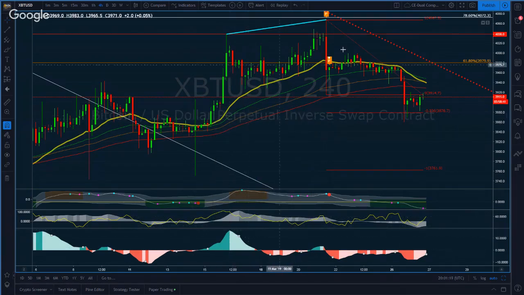Of course, a higher high on the price and a lower high on the histogram means there was a lot less momentum in the move to get a higher price, which is generally a bearish sign. It took a lot to get it up to here, and then it took just a little bit to get it a little bit higher.